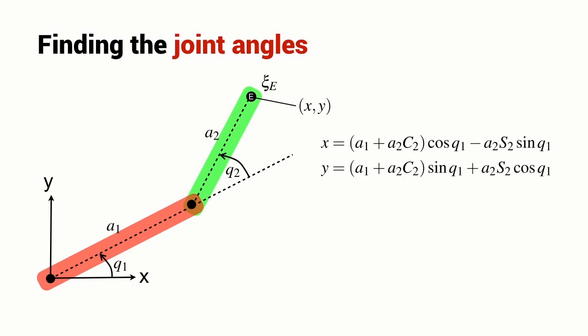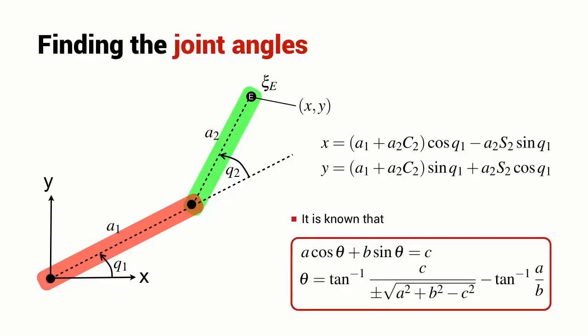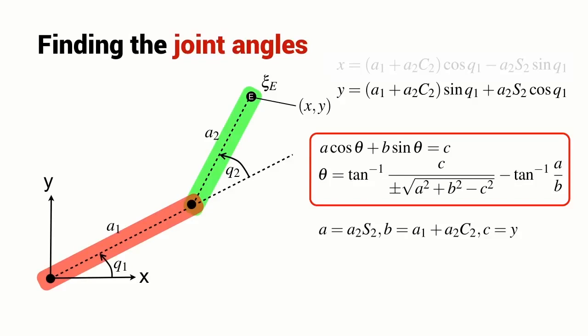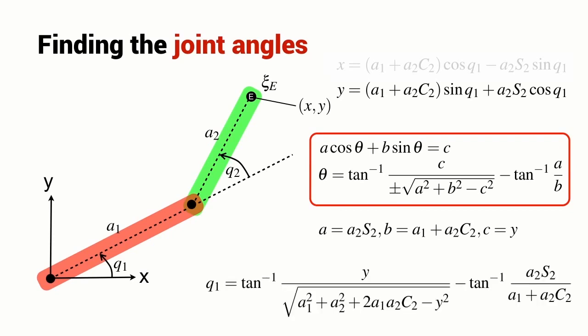Looking at these two equations, I can see that they fall into a very well-known form, and for that form there is a very well-known solution. So I'm going to consider just one of the equations, the equation for y, and using our well-known identity and its solution, I can determine the values for the variables little a, little b, and little c. And once I've determined those, then I can just write down the solution for Q1, which is the equivalent of theta in this particular case.